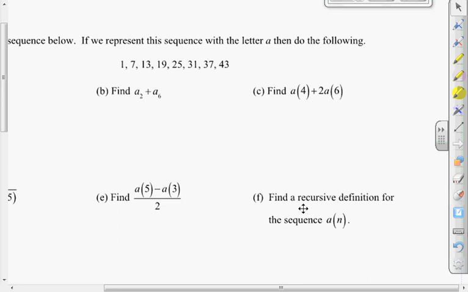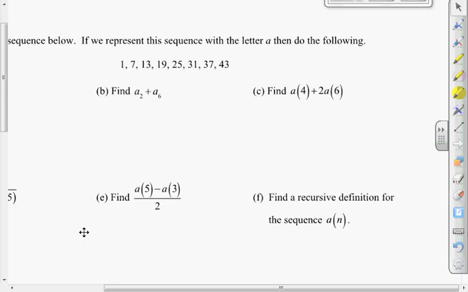And remember from class, a recursive definition is one in which we are told to find the term number by using the term or terms that came before it. So if you look at this sequence here, you can see that it looks like we're adding 6 to get to the next term. So if I asked you for, say, the 20th term in this sequence, if you're using a recursive definition, you would need to know the term before that, namely the 19th term.